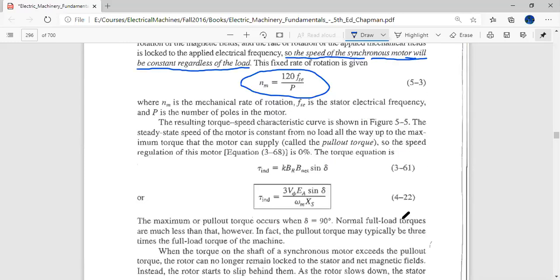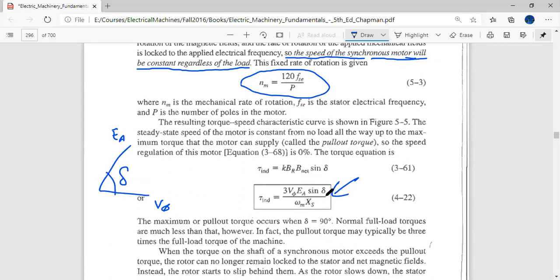Then again, the torque induced formula is the same as we have seen in the case of the synchronous generator, where the torque angle is the angle between the vector of the terminal voltage and the vector of EA, the armature induced EMF. The same torque angle is being used over here, and we will see in a moment why the torque angle is important.